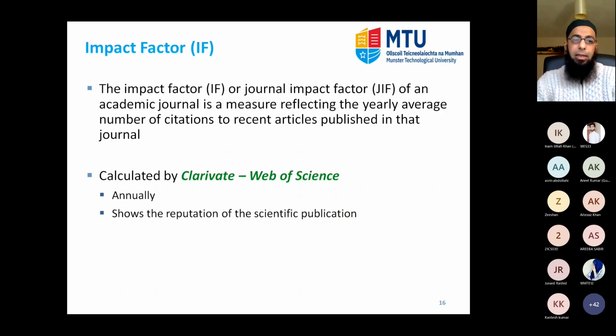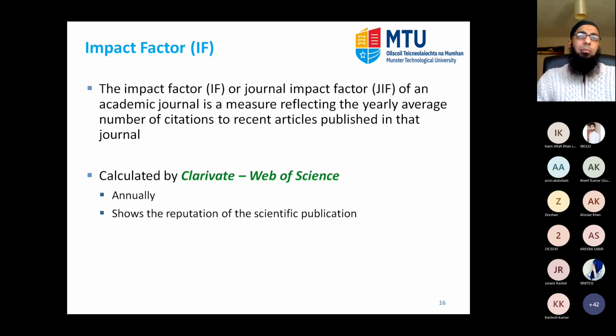Similarly, you have impact factor, or journal impact factor, which is basically a measure reflecting the yearly average number of citations to recent articles published in that journal. So one can safely say that impact factor tells us the quality of the journal.